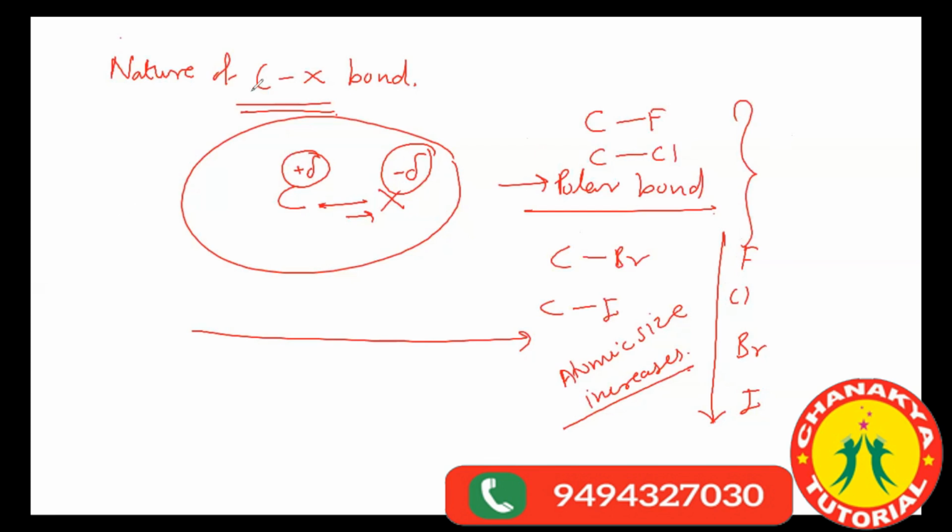So what is the nature of the carbon and halogen bond? It is a polar bond, right? Carbon has a partially positive charge and halogen has a partially negative charge, right? And the bond length from fluorine to iodine, when bonded with carbon, goes on increasing when you move top to bottom in the group. Okay? Clear?